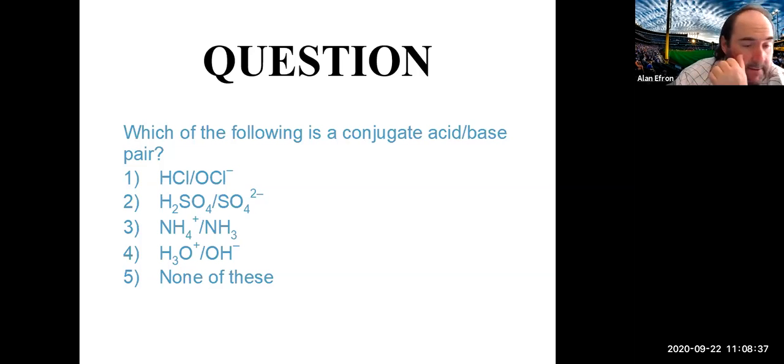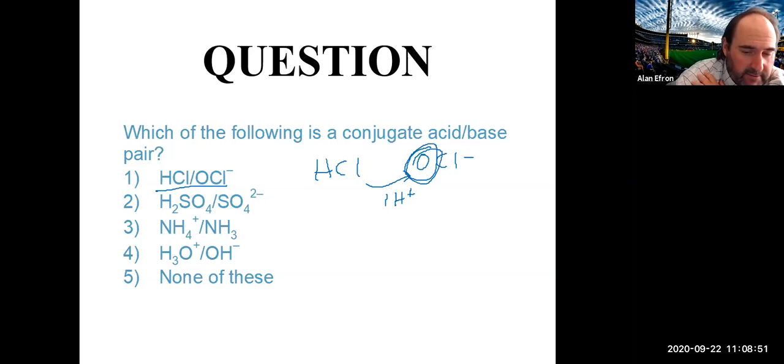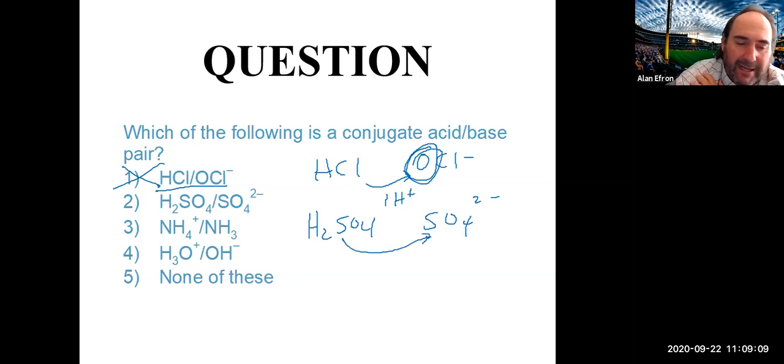Okay, so let's take a look here. Looking at the first one, the difference here between HCl and OCl minus is 1 H plus difference, but it's also an O difference, right? This one's got an oxygen, this one does not. So these would not be a pair because of that. It's more than just a 1 H plus difference. Looking at the next one, which is H2SO4 and SO4 2 minus, these two are not either. That is 2 H pluses difference. So that is too many H pluses. So those are not an acid conjugate base pair.